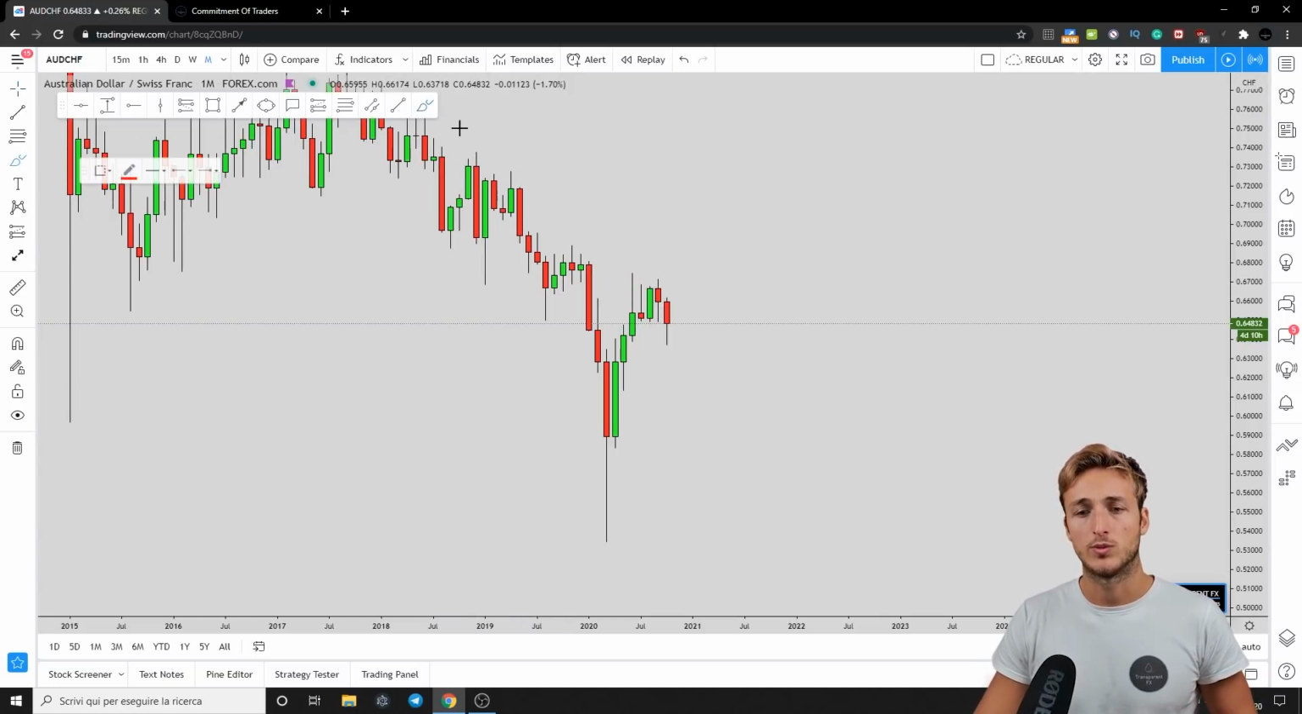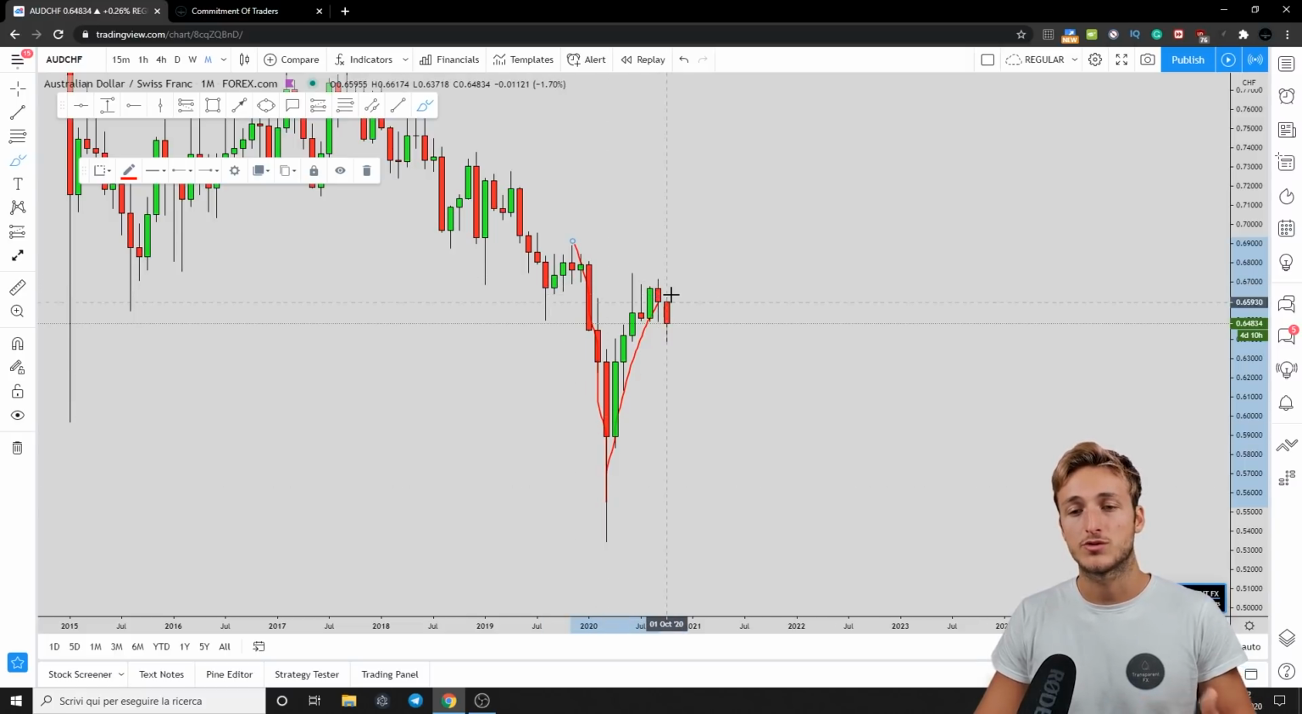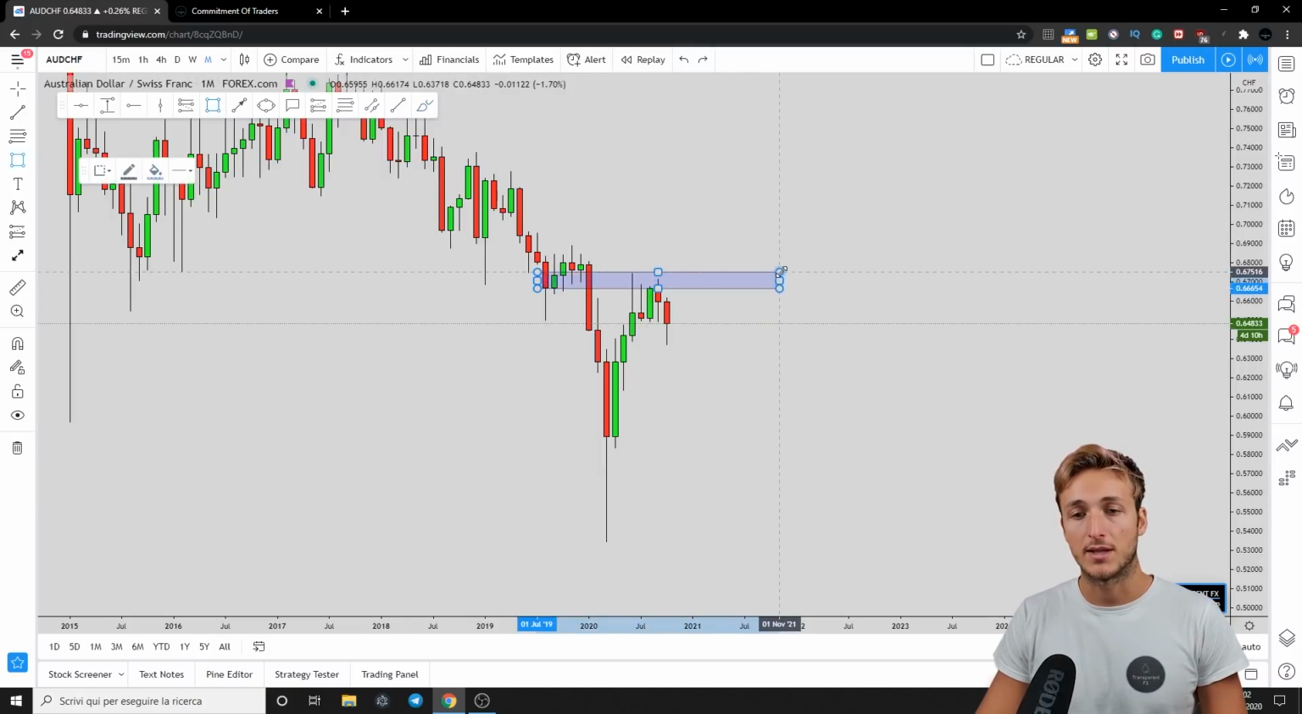Now, on the monthly, we can see that the market has provided a nice impulse to the downside, followed by this correction. The market retraced all the way to the previous support, now resistance. So this retracement is currently testing a strong level of previous monthly support, which is now turned resistance here.